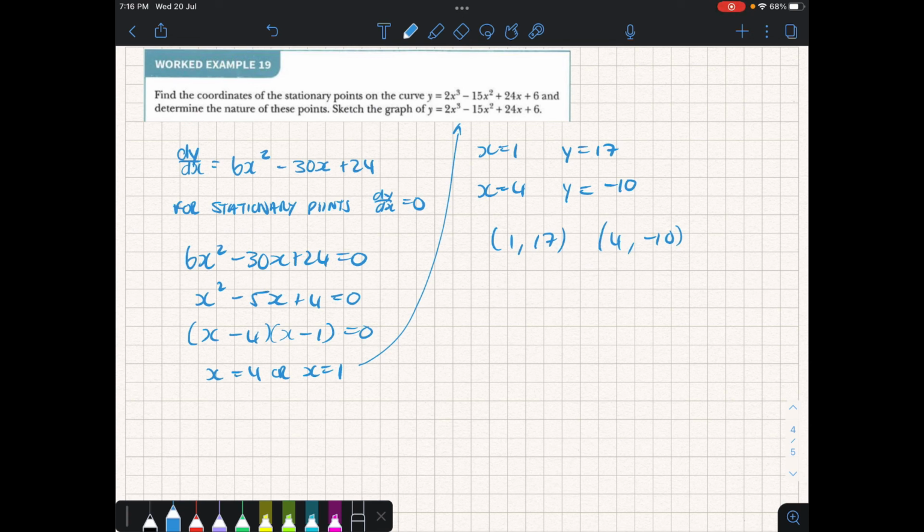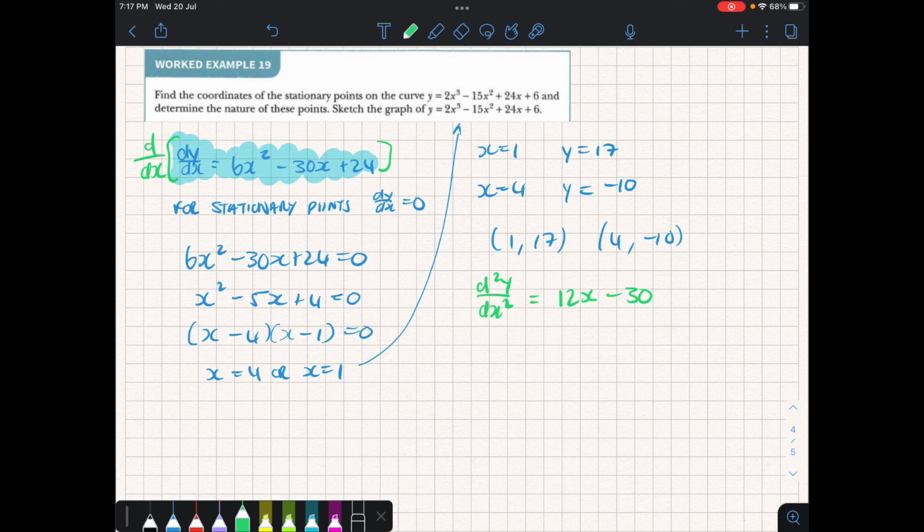And now I need to determine their nature. To determine the nature of the stationary points, I could consider points before and after, but that's time consuming. So what we're going to do is rather find the second derivative. I'm going to differentiate the gradient equation with respect to x, d by dx of this whole thing. What I get out is called d squared y on dx squared, the second derivative. We can use the power rule, so we'll get 12x minus 30.